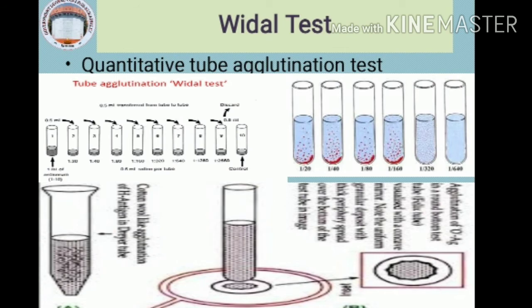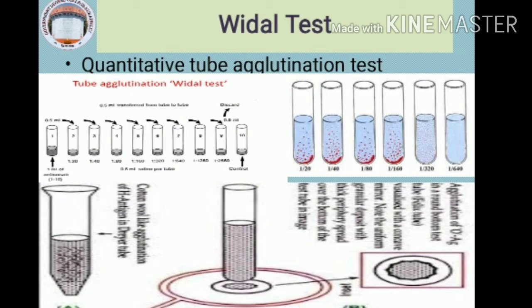To all these 4 sets of dilutions, antigens are added. For H antigens, Salmonella typhi flagellar antigen is added to 1 set. AH, Salmonella paratyphi A flagellar antigen, is added to another. BH, Salmonella paratyphi B flagellar antigen, is added to another set. O antigen, which is common to Salmonella typhi and paratyphi, is added to the other set.